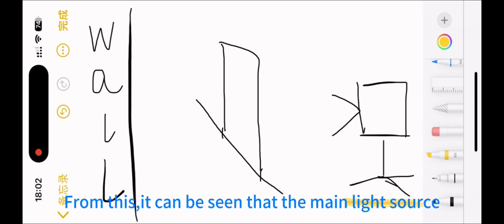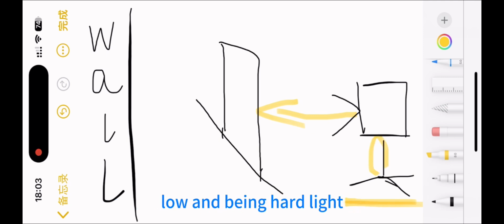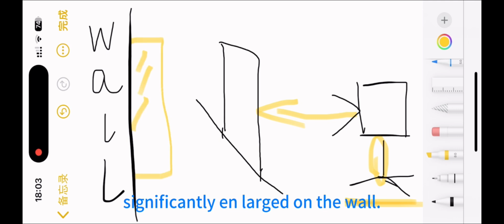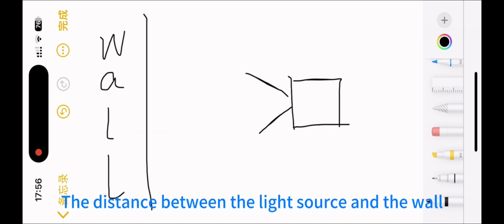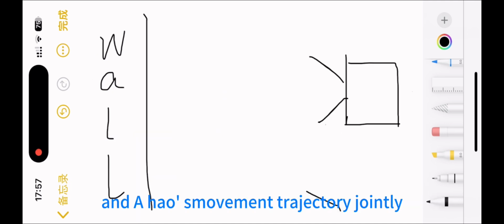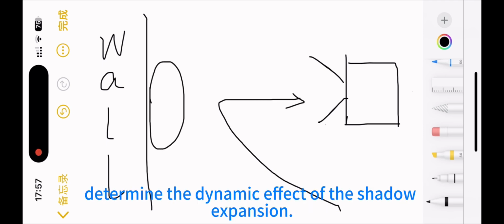From this, it can be seen that the main light source is a strong one located inside the room, with the light position being low and being hard light, so that the shadow can be significantly enlarged on the wall. The distance between the light source and the wall, and Hao's movement trajectory, jointly determine the dynamic effect of the shadow expansion.